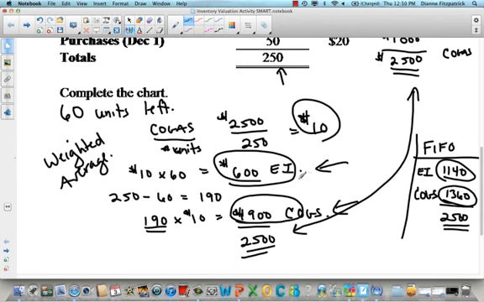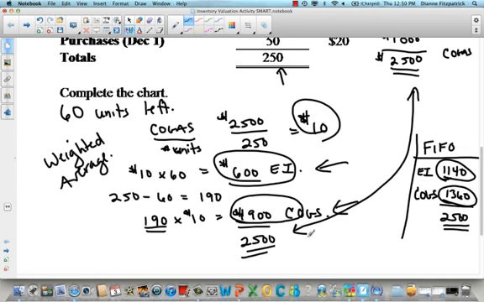So in this case, using weighted average, we got $600 for our ending inventory. However, using the FIFO method, we got 1140, which means our beginning inventory on our balance sheet for next year, because ending inventory is always the same as our beginning inventory, is going to be higher, so our assets on our balance sheet are higher.